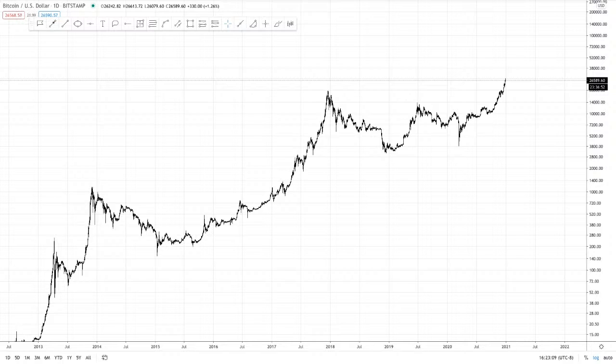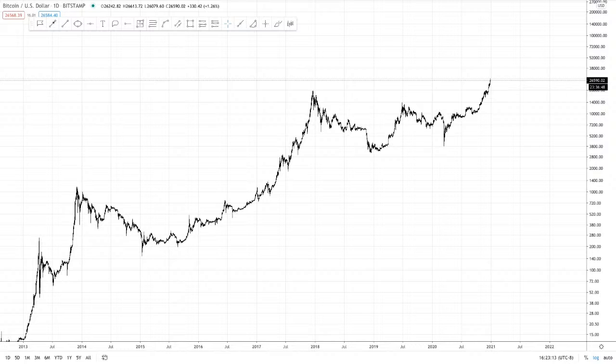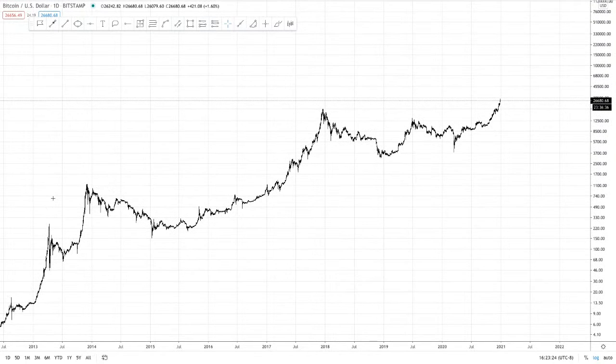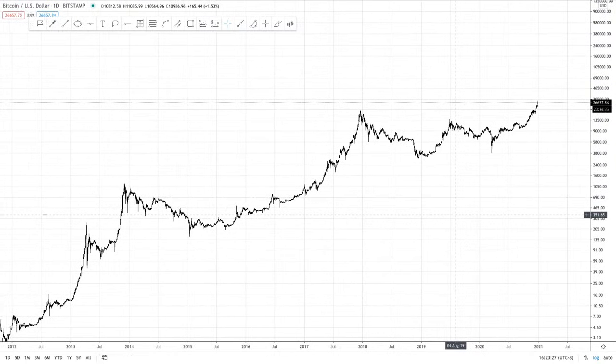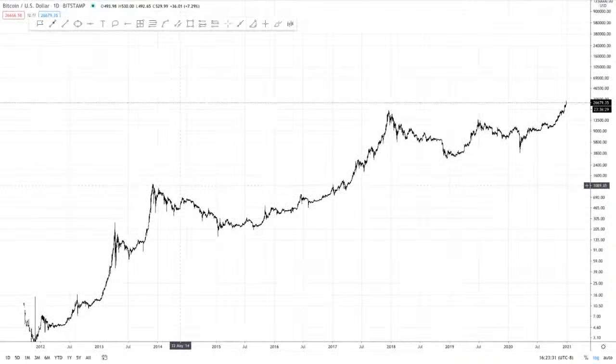Alright, y'all. So let's take a look at this Bitcoin chart, and we're gonna use it to forecast the future price of Bitcoin. So this chart here is the chart that I have of all of Bitcoin's history, the price movement.